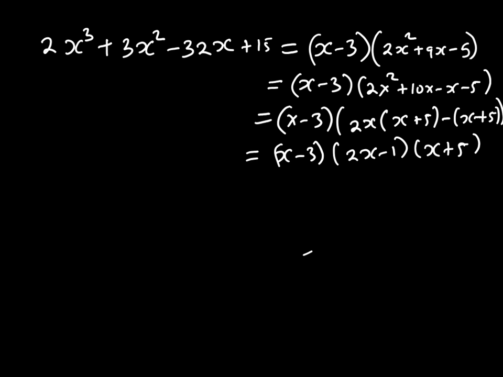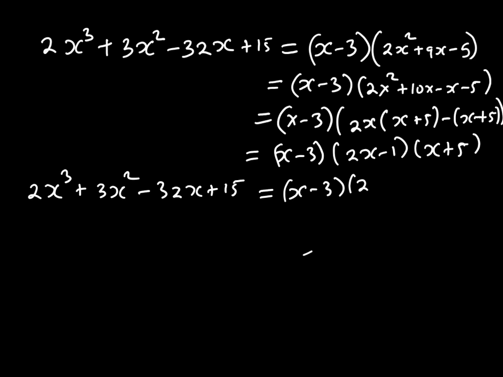So we have fully factorized 2x cubed plus 3x squared minus 32x plus 15 as x minus 3 into 2x minus 1 into x plus 5.